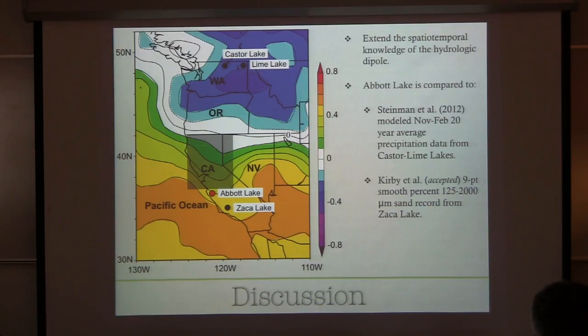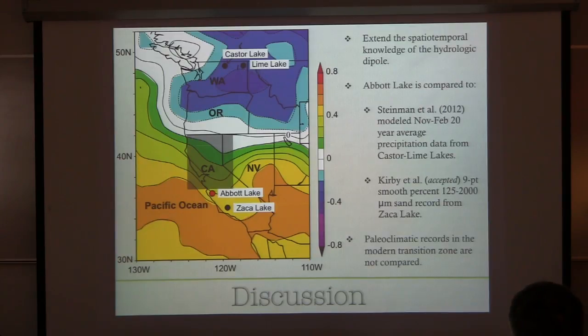And the reason we chose these, well, we wanted to have one that was a little bit closer within this region to the dipole, but there weren't high enough resolution records to compare to. And Zaca Lake is pretty close to the dipole boundary. There are sites that are more south, such as Lake Elsinore or Lower Bear, but they didn't have as high enough resolution as Zaca, so we stuck with Zaca.